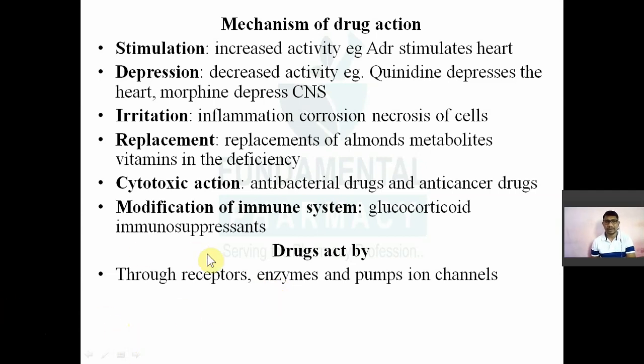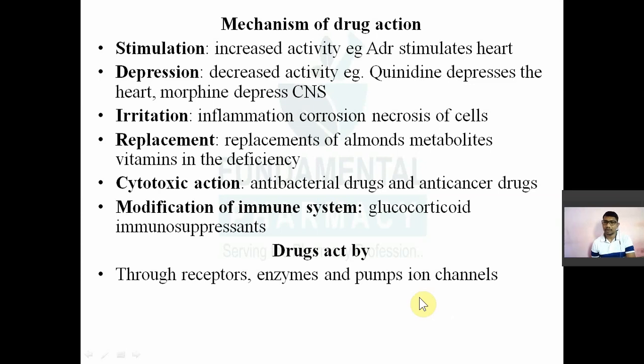So a drug may act as a stimulant, depressant, or cytotoxic by interacting with the receptor, by stimulation or inhibition of enzyme, or by interacting with various kinds of pumps. For example, those drugs which are known as anti-secretory agents or proton pump inhibitors. The proton pump is an ion exchange pump in the stomach, responsible for the generation of acid in the stomach. Now omeprazole, rabeprazole, and so on are known as proton pump inhibitors. They will interact with this pump and exert their pharmacological actions.